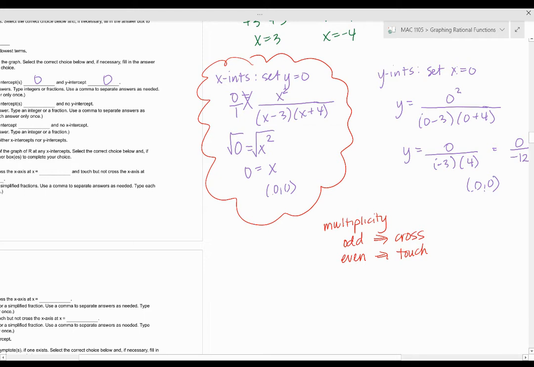So when we look at 0, 0 came from this factor when we set it equal to 0. So the degree on that variable is 2. So the multiplicity is 2, and 2 is even. So that means our graph is going to touch the x-axis once it gets to that point. That's its behavior. It's going to touch.